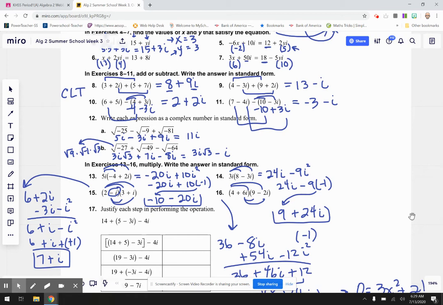-3i and +2i. This is a -3i right there and a +2i. So you have to subtract those. You're going to get a 1, and it's got to be negative because there are more negatives than positives. So negative i.